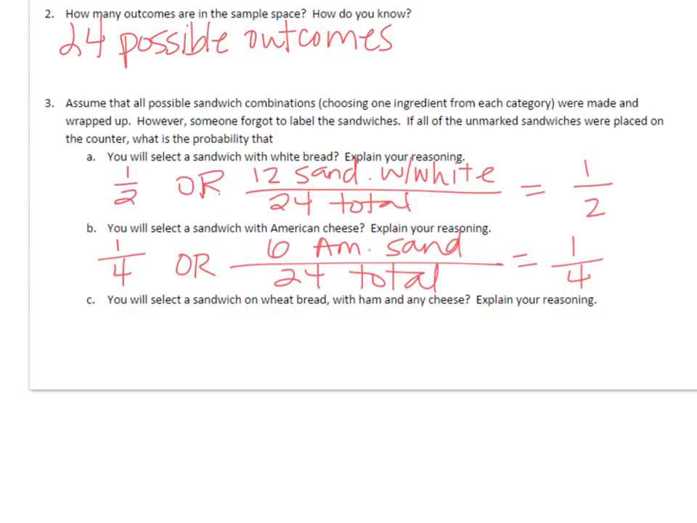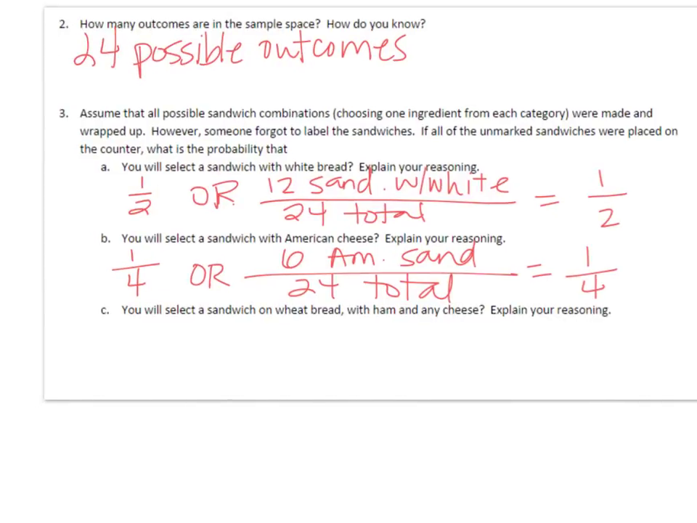Now, I can't flip back very easily in this program, so you'll have to look back. But when you look at the wheat bread, you'll start by following the first branch that goes down to wheat, and then you want ham, so you follow the branch that goes to ham, and then it says any cheese. So the 4 cheese branches that come off for ham, we want all 4 of those. So we have 4 possible endings that have wheat bread, ham, and any cheese. There are 4 sandwiches there. So I would do 4 sandwiches over the 24 total, and that gives me 1/6.